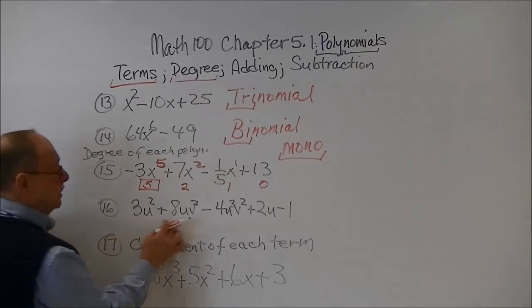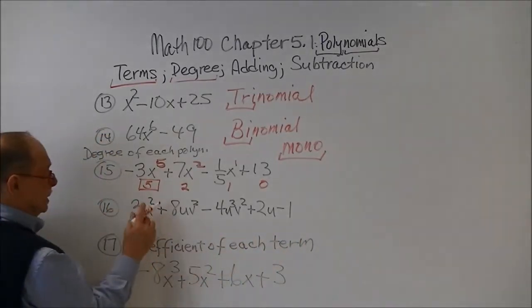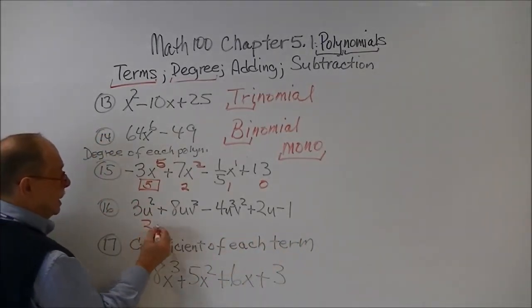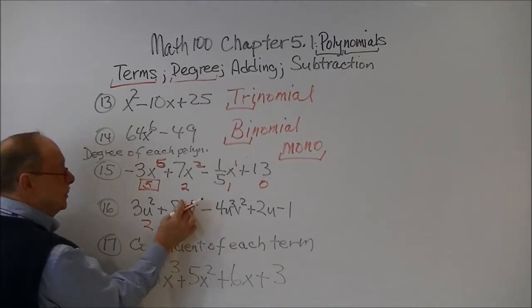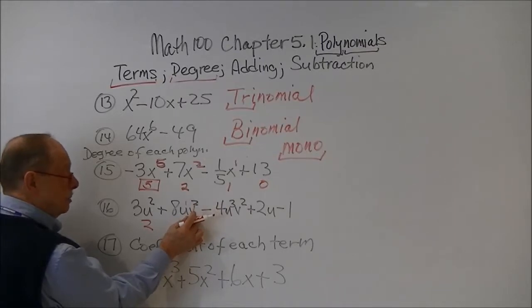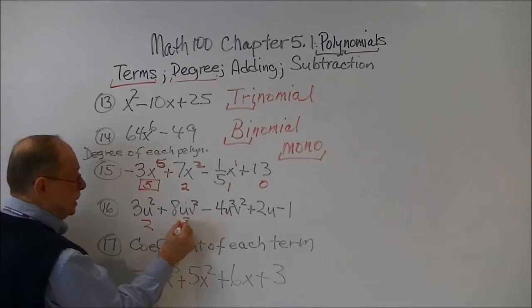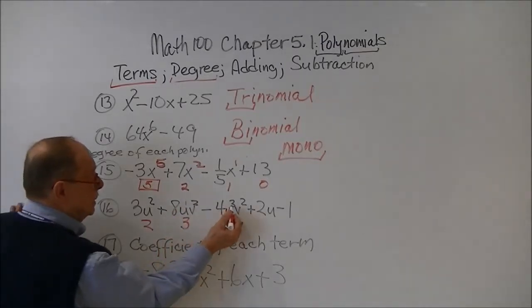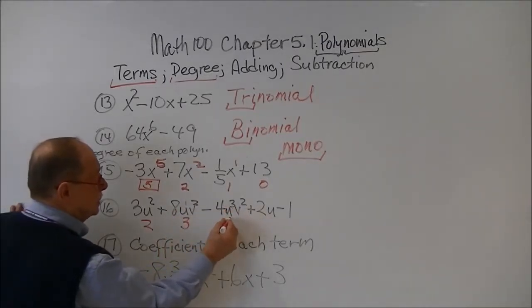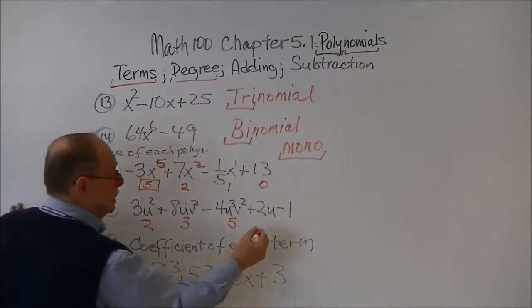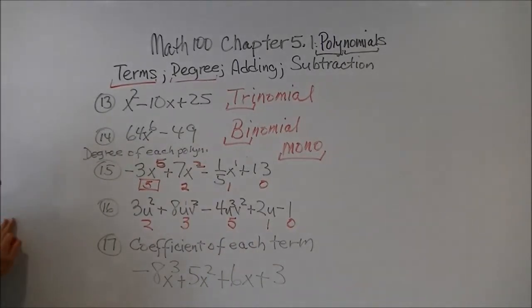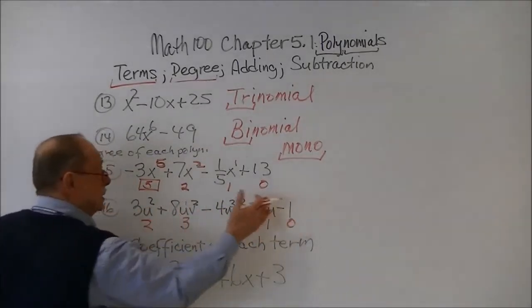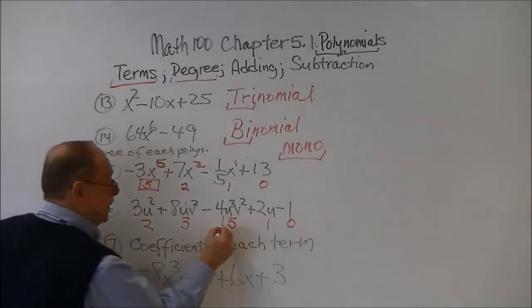All right, now let's look at this one. This one is 2. Now keep in mind there's a 1 there, so it's the sum of the exponents on the variables in an individual term. So this one is 3. There's a 2 and a 3, so this one is 5. This is 1. And this is 0. So the degree of this expression would be 5.